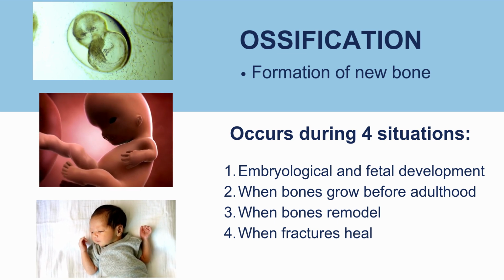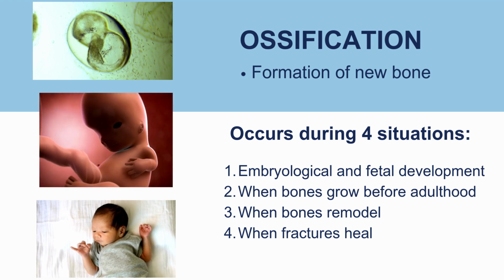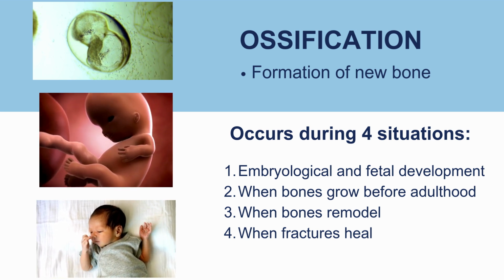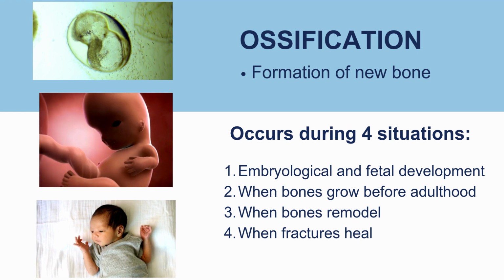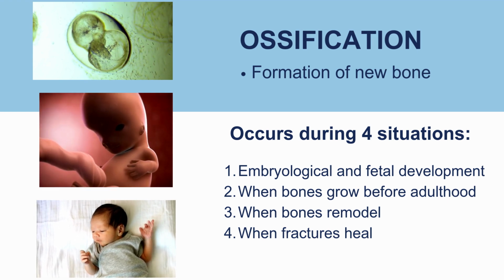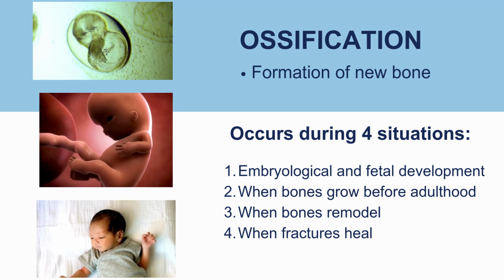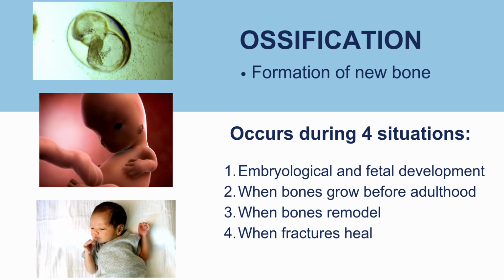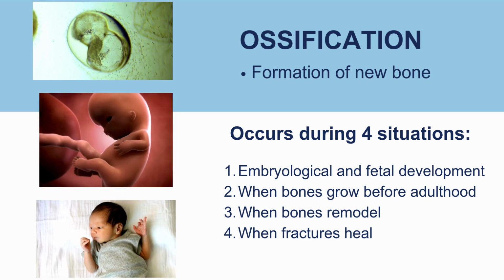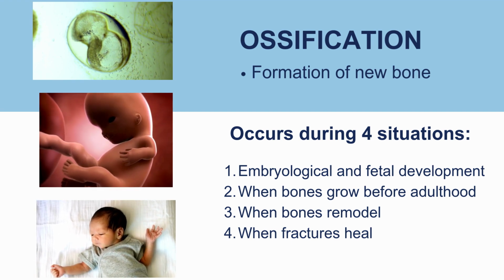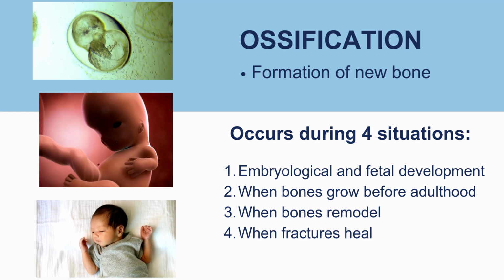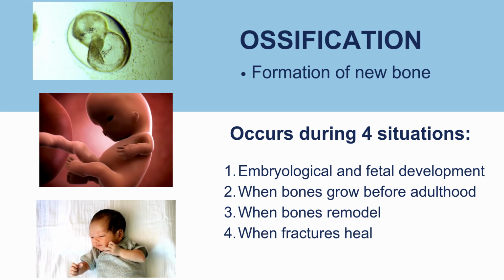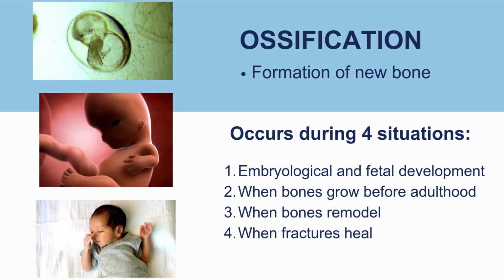Now that we've looked at the different types of bones and how their structures vary, the next question is, how do bones form in the first place? This process is called ossification, where new bone tissue develops from cartilage or connective tissue. Ossification occurs in four situations: during embryological and fetal development, when bones grow before adulthood, when bones remodel, and when fractures heal.